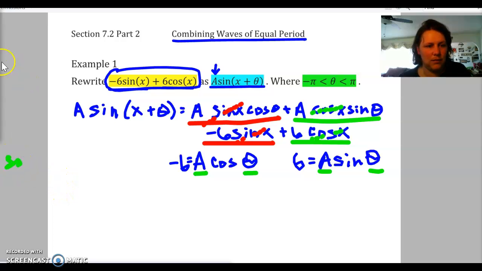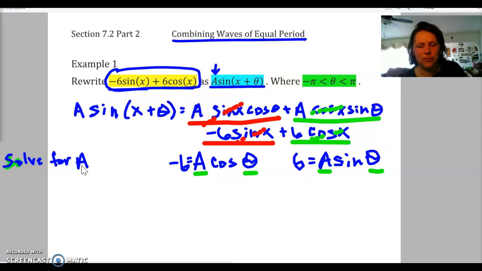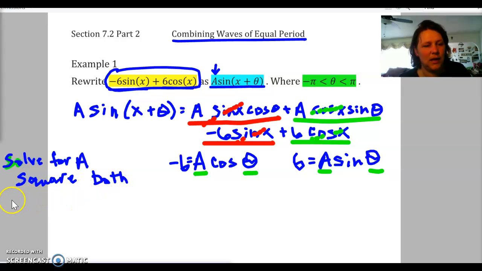All right, I want to go back to my other color. Okay, so solve for a. I'm going to show you a little bit of a shortcut, but I really want you to understand where we get a from. First thing that I'm going to do is square both of those equations. So negative 6 squared is going to give me 36 equals a squared cosine squared theta.